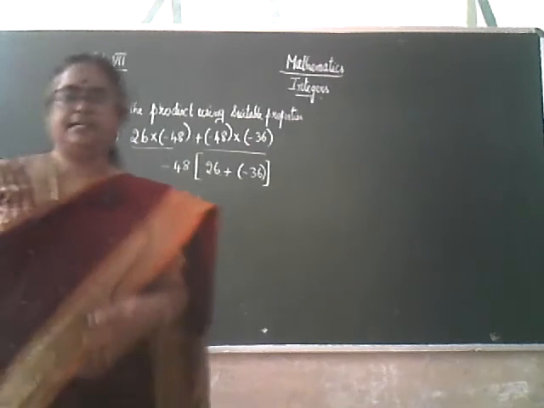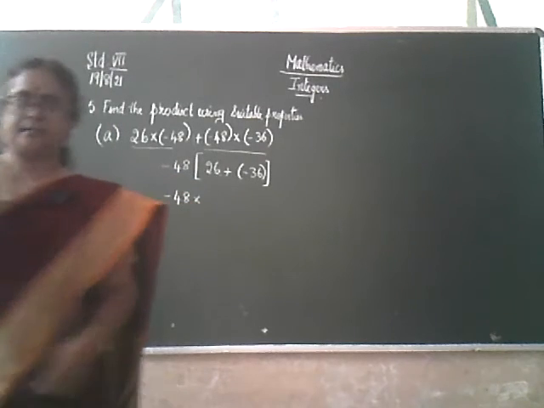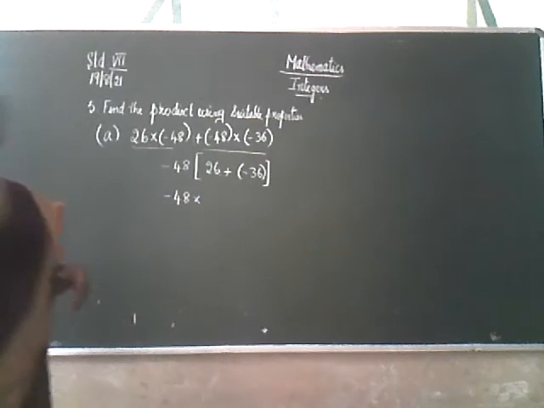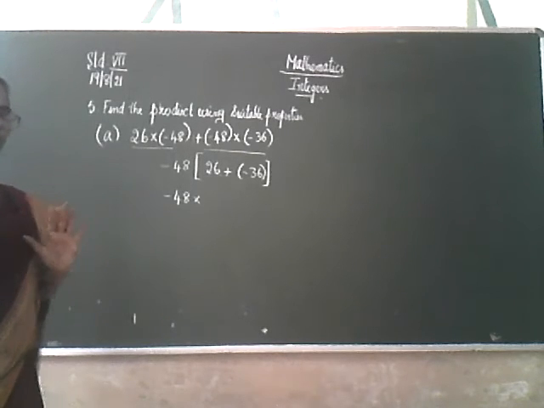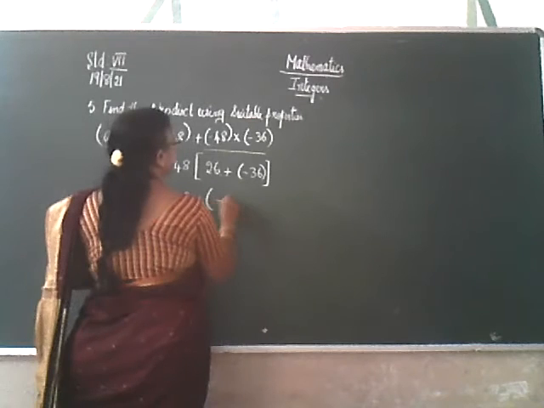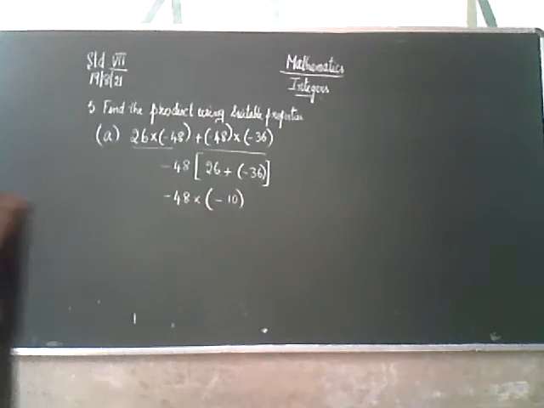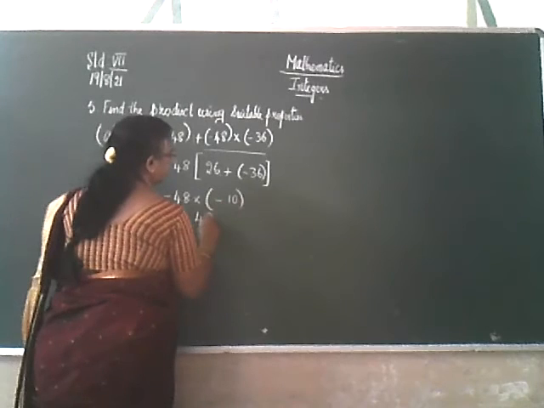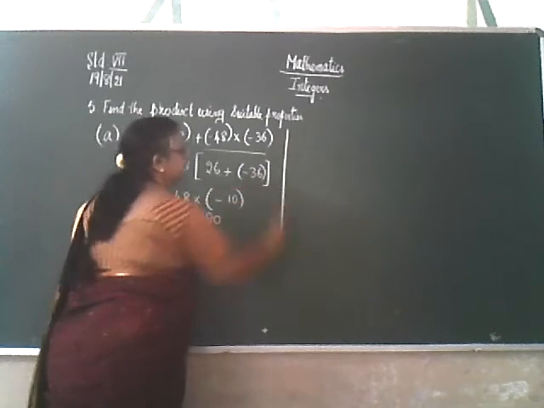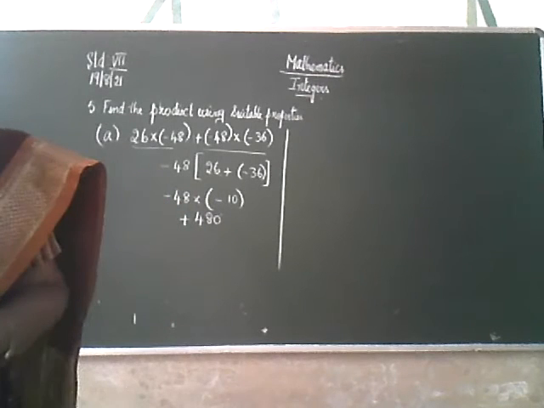Two different signs. When two different signs occur, what will you do? You will always subtract. So subtract 36 minus 26, that will give you 10. So what is the greater number's sign? Yes, it is minus. So I will get minus 10. So what is minus into minus? Plus. 48 into 10 is 480. So first you must see which is common to both the products, then accordingly you can do it.